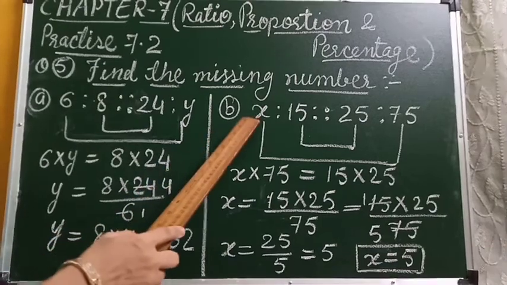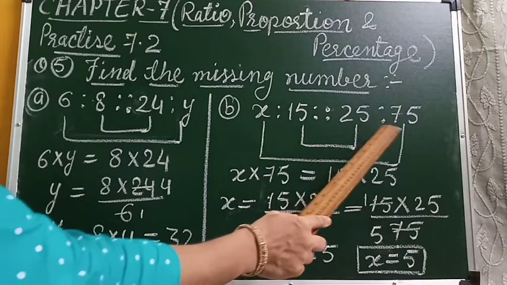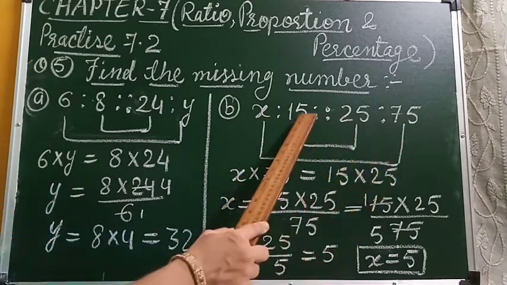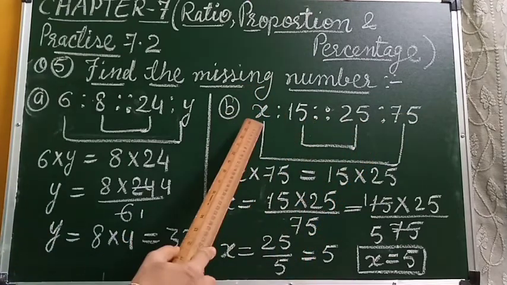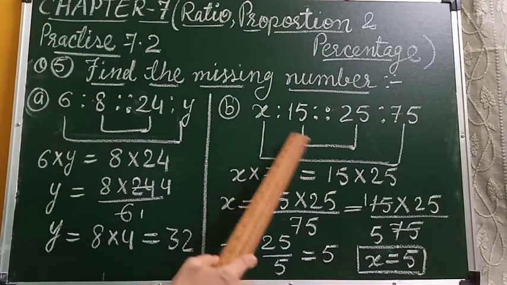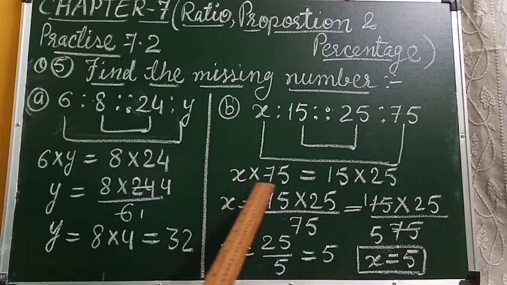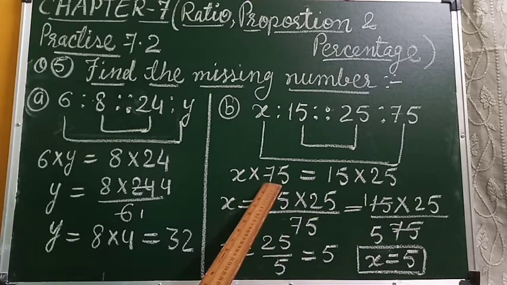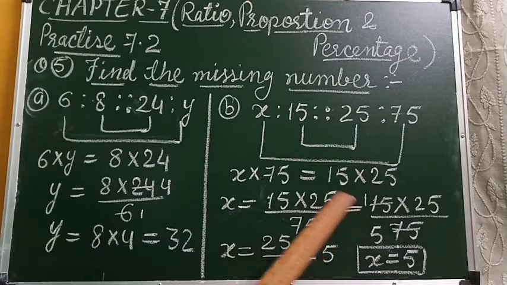In the next question, again proportion is given. x is to 15 is proportionate to 25 is to 75. Here the extremes are x and 75 and the means are 15 and 25. So if we have to find the missing number, we have to find the product of extremes and the product of means. So let's find. This is the product of extremes and this is the product of means. So we have to shift 75 to the right hand side. So 15 into 25 will remain as it is and 75 will come in the denominator.